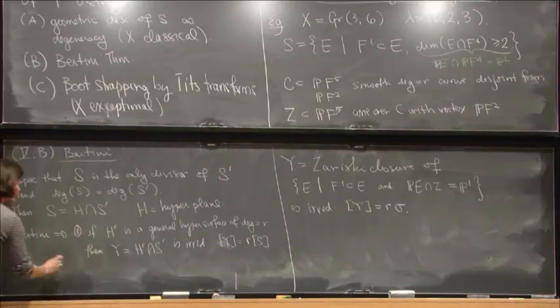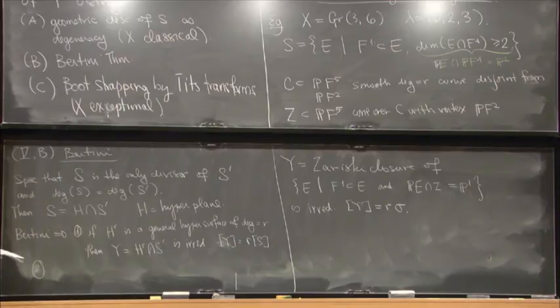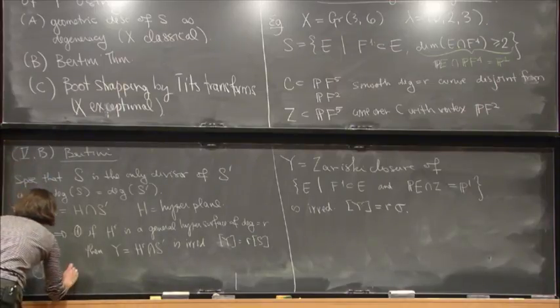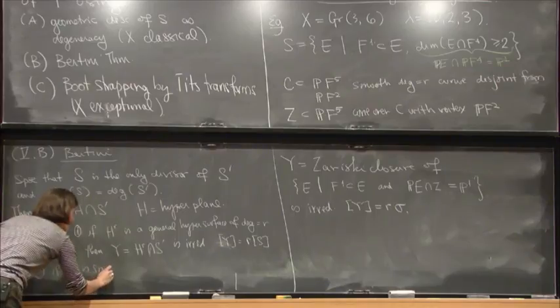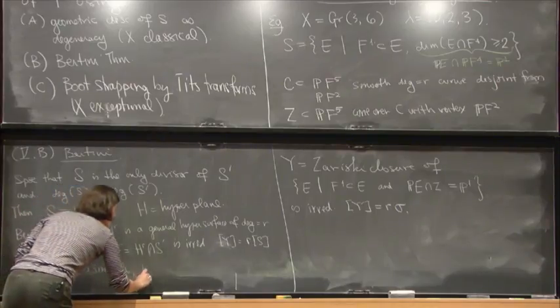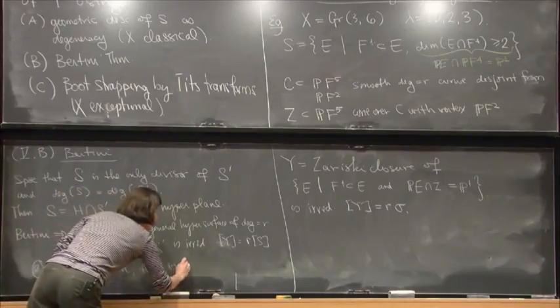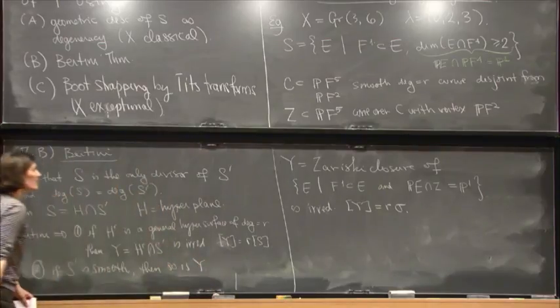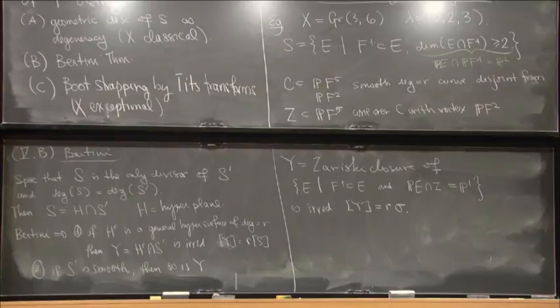And you can also use Bertini to dig a little bit into this question of smoothability, right? So if S prime is smooth, then so is Y for a general hypersurface, and that'll give us a smooth representative of S.